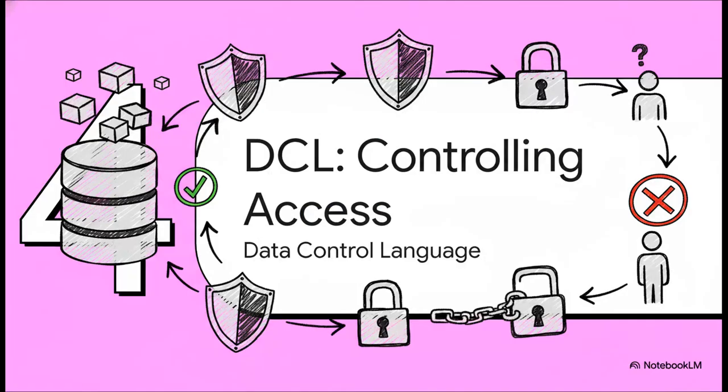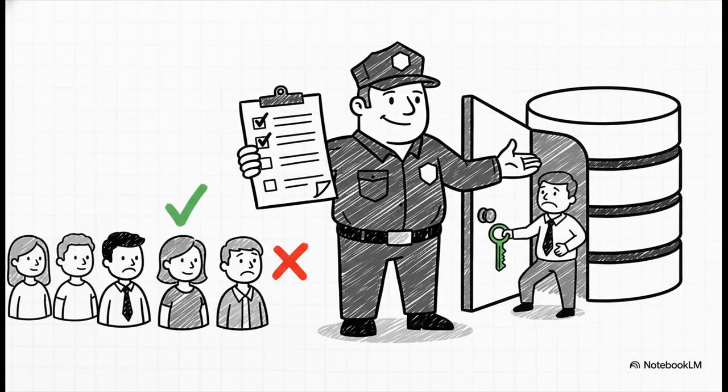Okay, our database is built and it's full of valuable data. This brings us to a really critical question. Who's allowed to see this stuff? And maybe even more importantly, who gets to change it? This is where DCL, the data control language, comes in. Yeah, the best way to think of DCL is as the security guard for your database. It's the bouncer at the door, checking IDs. It decides who gets in, who just gets to look around, and who gets the VIP pass to actually make changes. It is all about controlling permissions.